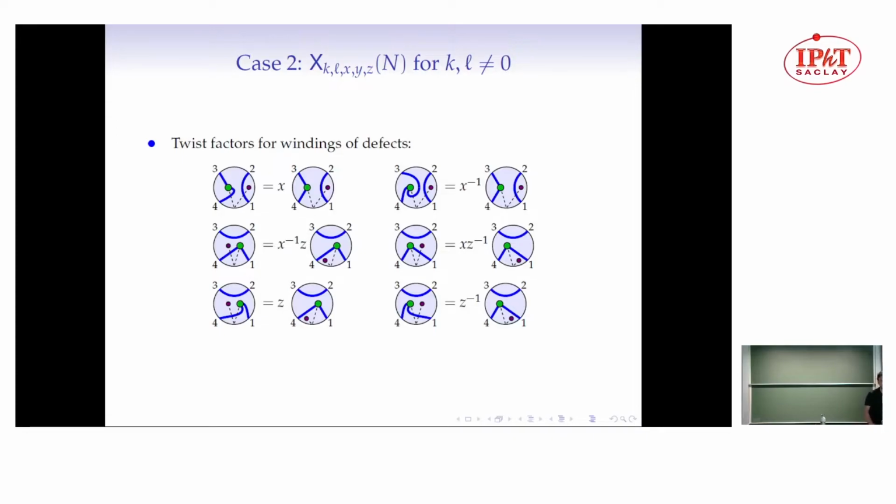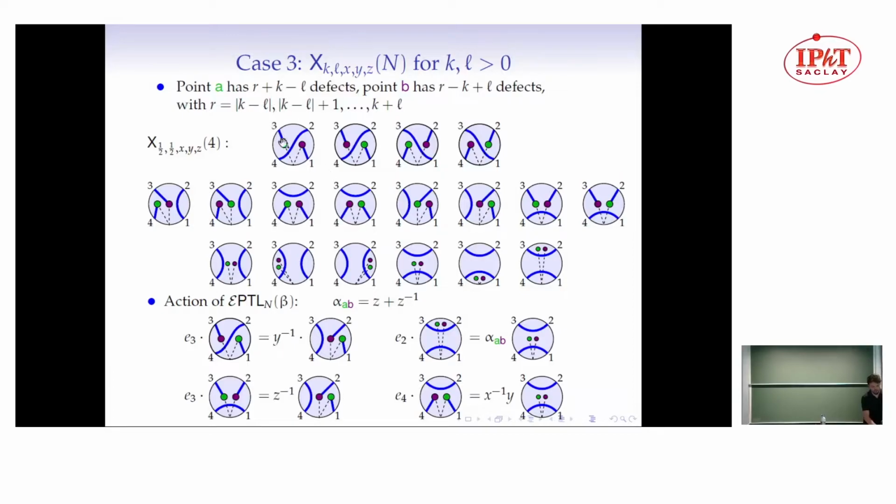So now I'm moving on to the third case. The third case is when both A and B have a non-zero number of defects. Again, my example is for n equals 4, k equal to a half, L equal to a half. In this example, again, we have 18 states. And similar to what we had for the usual Temperley-Lieb algebras, here A and B can have 1 defect, but these can actually connect and produce states that have 0 defects.